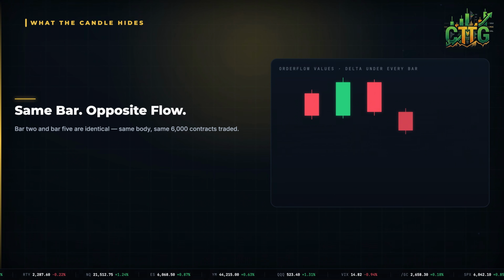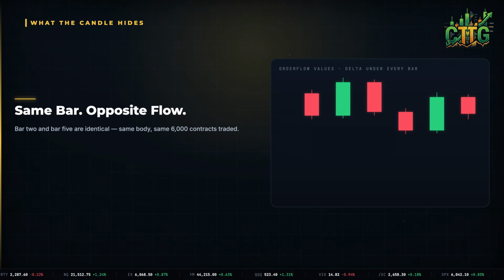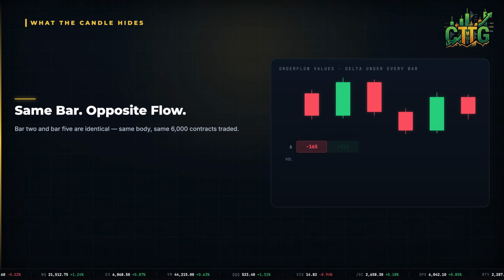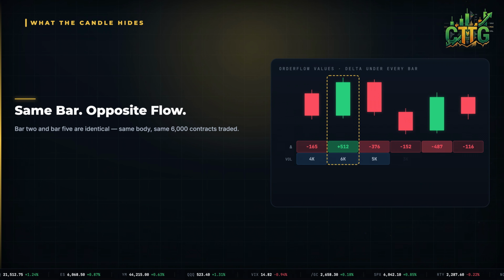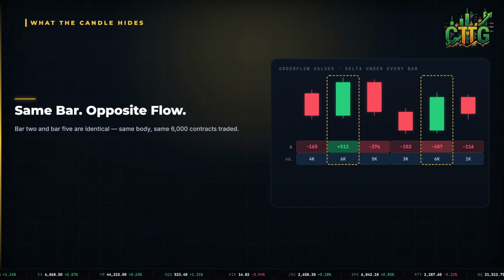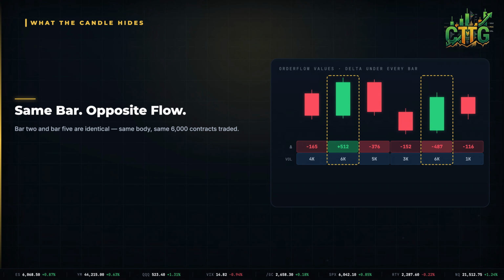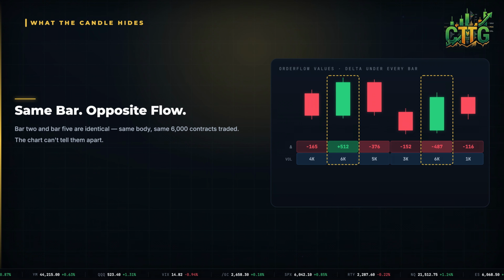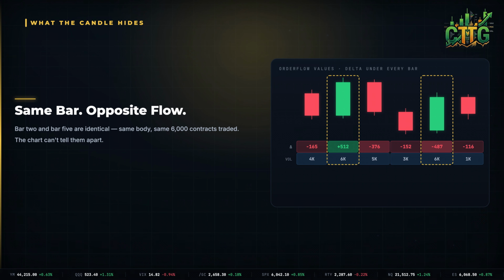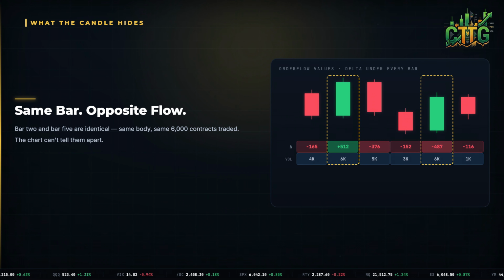Look at this, 6 bars on NQ, and underneath each one, 2 numbers your chart never shows you, the delta and the volume. Now, find bar 2 and bar 5. Same body, same direction. Both traded 6,000 contracts. On a normal chart, they are the same bar, but the delta row tells you they were nothing alike.